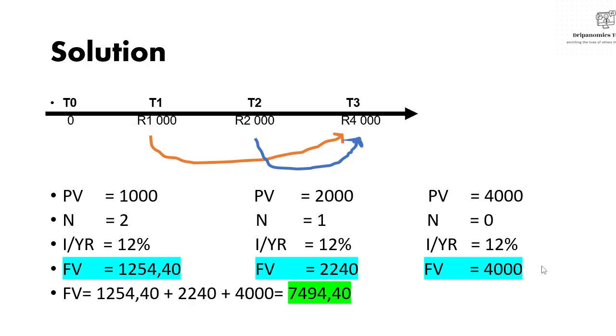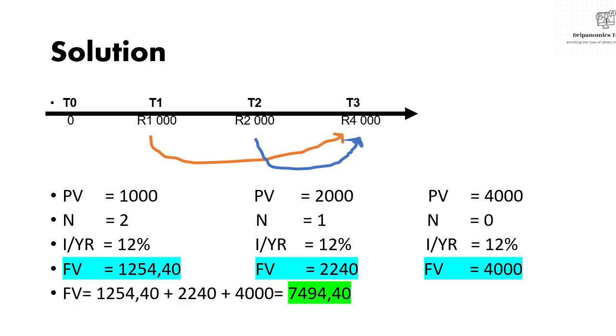And then you take all of those amounts, you add them up. Don't forget to add them up because you are looking for one future value amount. So to get the overall future value, you would say 1,254.40 for T1 plus 2,240 for T2 plus 4,000 rands for T3. You get the answer, which is 7,494.40, which is the main future value.